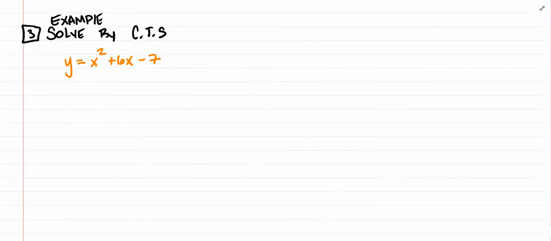Okay, here we go, box number 3. Let's do another example of solving by completing the square. So the first thing we're going to do is get 0 on the other side. So I'm going to say x squared plus 6x minus 7 is equal to 0.